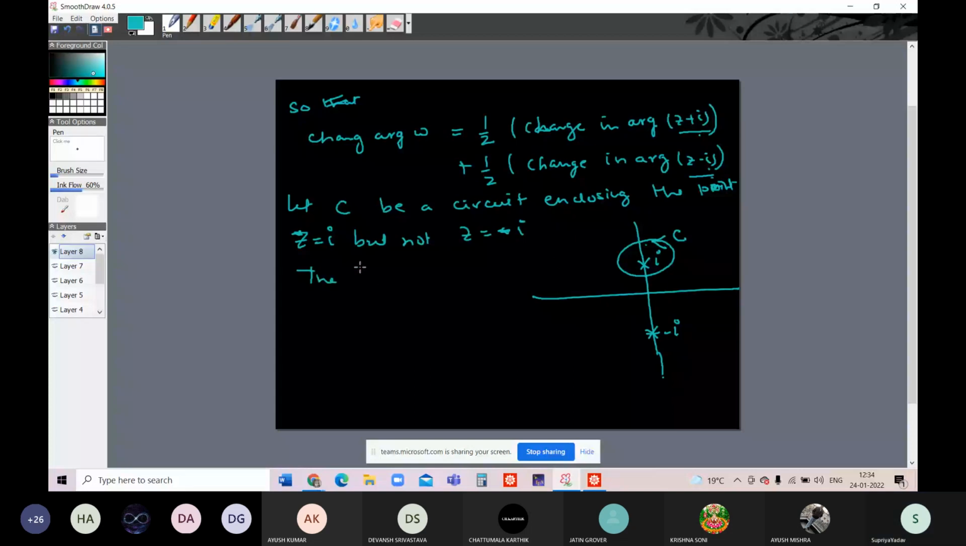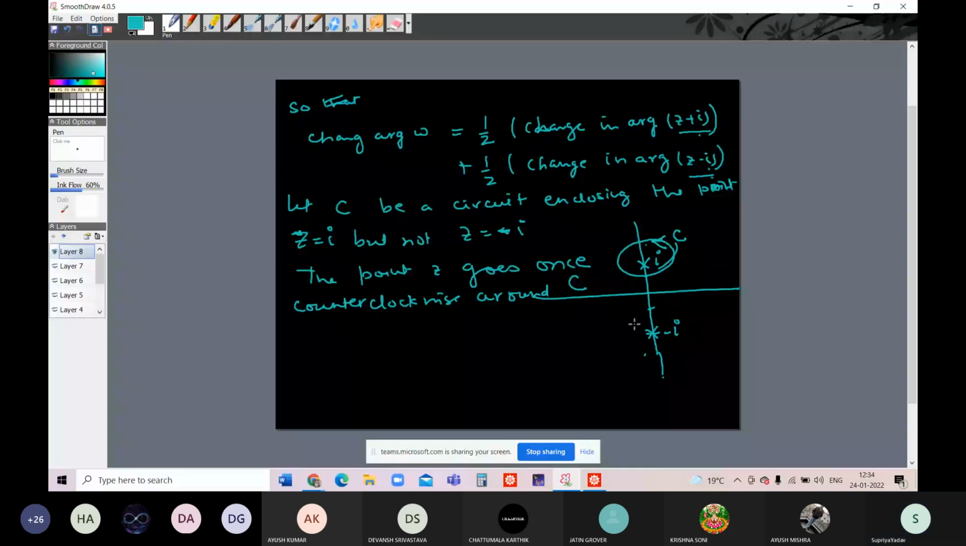the point z goes once in counterclockwise around this C. Then what will happen? Argument of this z minus I must change by 2 pi. When we take one round around this curve C, about this point, the argument of this z minus I must change by 2 pi. But because around the other point we have not produced any change, the change in argument there will show no change.